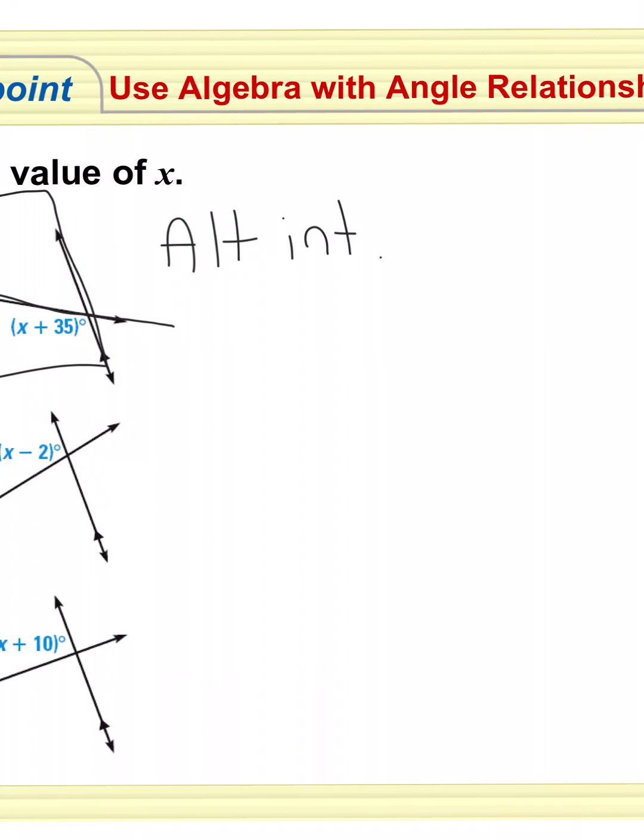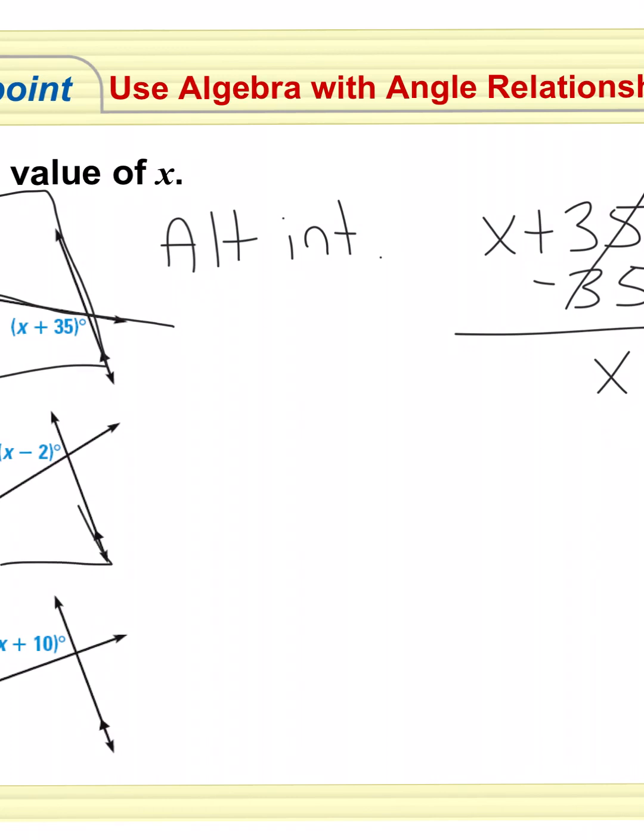How can we set this up then to solve for x? x plus 35 equals 120. They're equal to each other, so just set them equal to each other. What's our last step to get x by itself? Subtract 35 from 120. What do we get? 85. x equals 85.